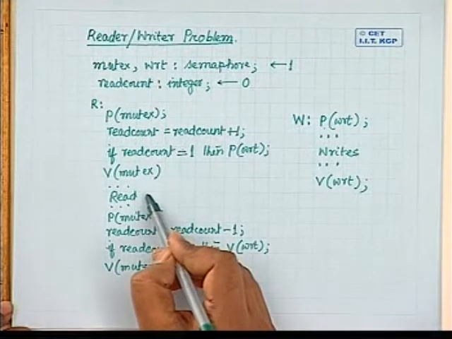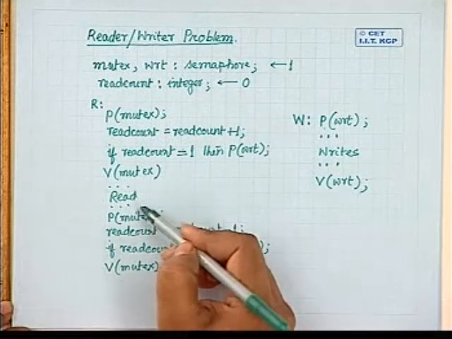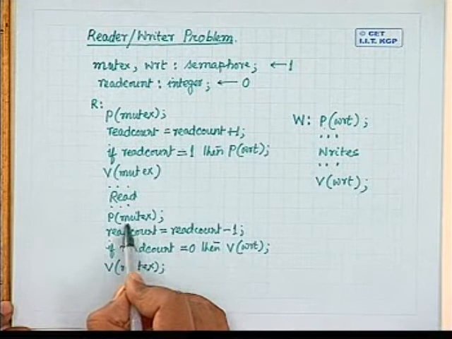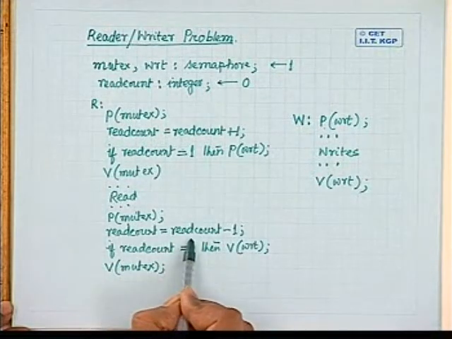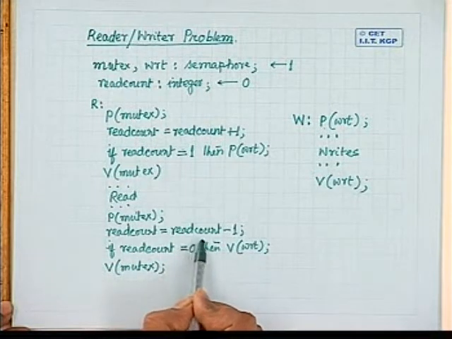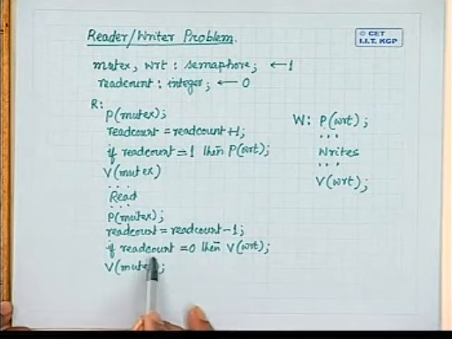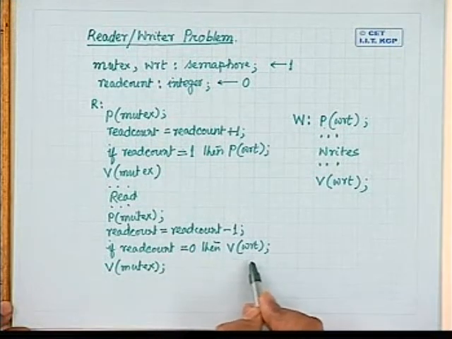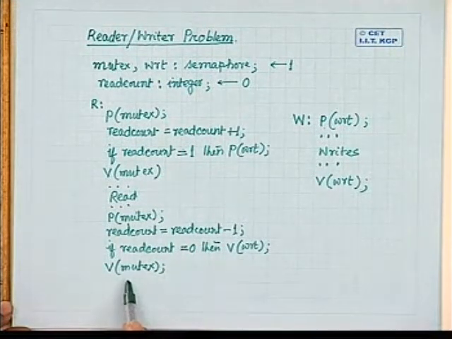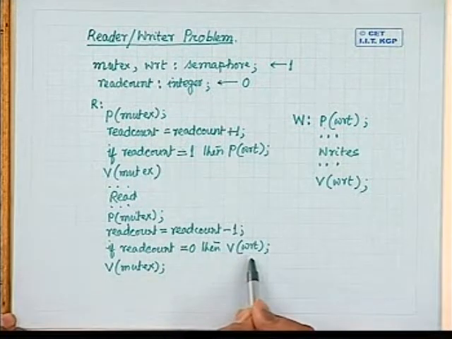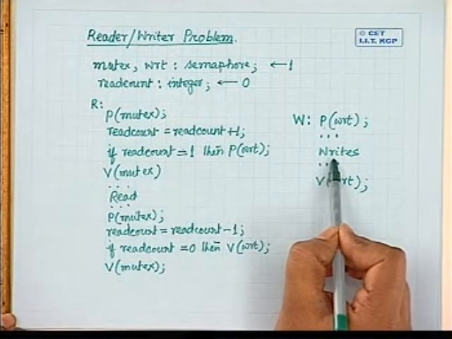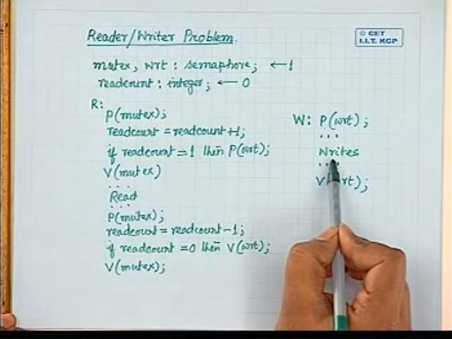Okay. Now we have two processes in this critical region. When one process is trying to come out, assuming that p mutex is successful, it will decrement the read count by 1. So now the value of read count will be equal to 1, which is not equal to 0. So the first process to come out of this critical region will not perform the v write operation. It will simply perform v mutex and come out. So even now, because v write operation has not been performed, the writer process will not wake up. So it cannot enter the critical region. It cannot write into the file.